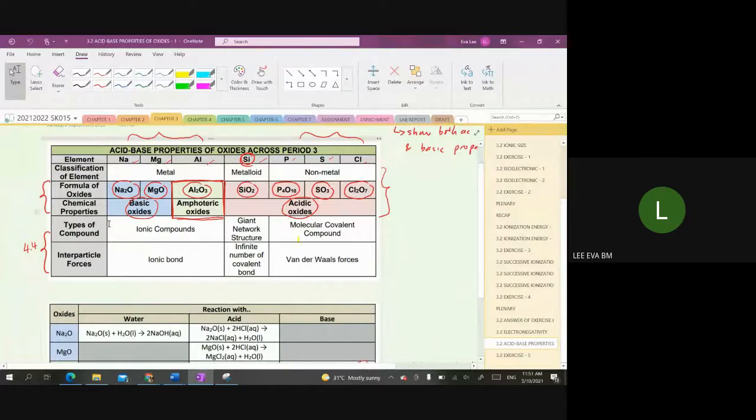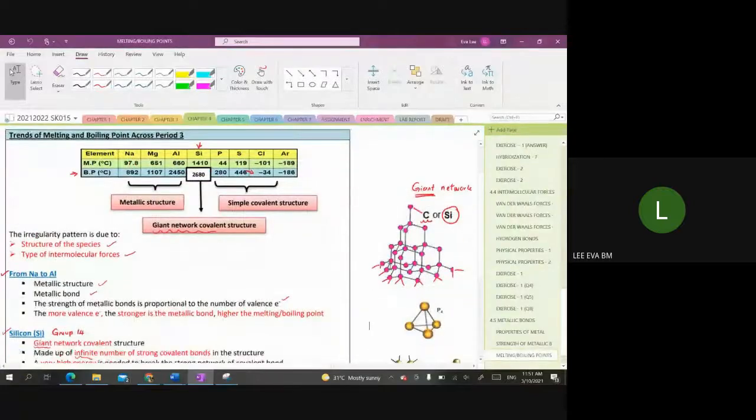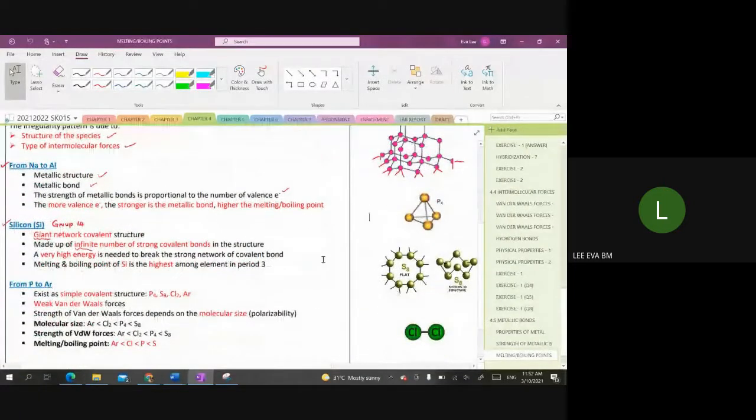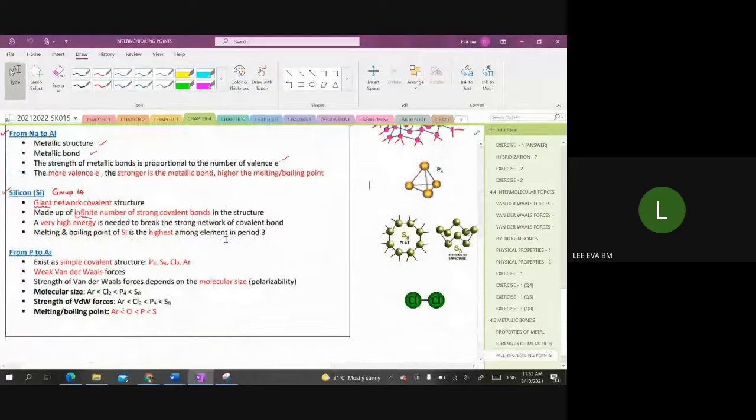If you can see here, for the giant network covalent structure for silicon, the other two are actually wrong; those are the metallic structure, metallic bond. But silicon has a giant network structure with an infinite number of covalent bonds. So we go back to chapter 4. For silicon, remember the keywords: giant network covalent structure. Next we have phosphorus until argon.